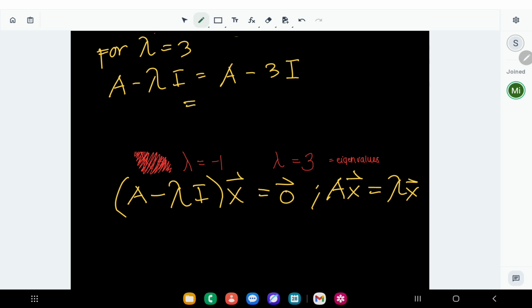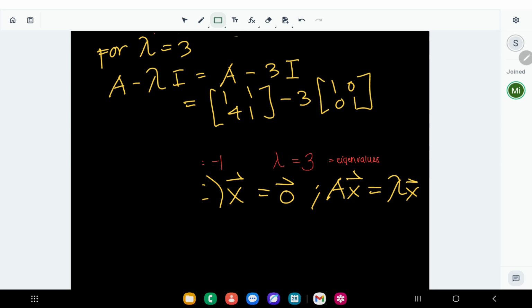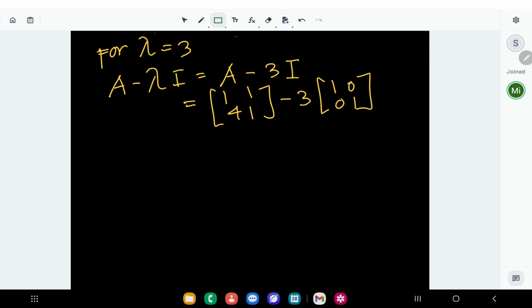And then what is our original matrix? I forgot. What was that? 1, 1. Okay, minus 3 times the identity matrix 1, 0, 0, 1. Okay. And then simplify that one.